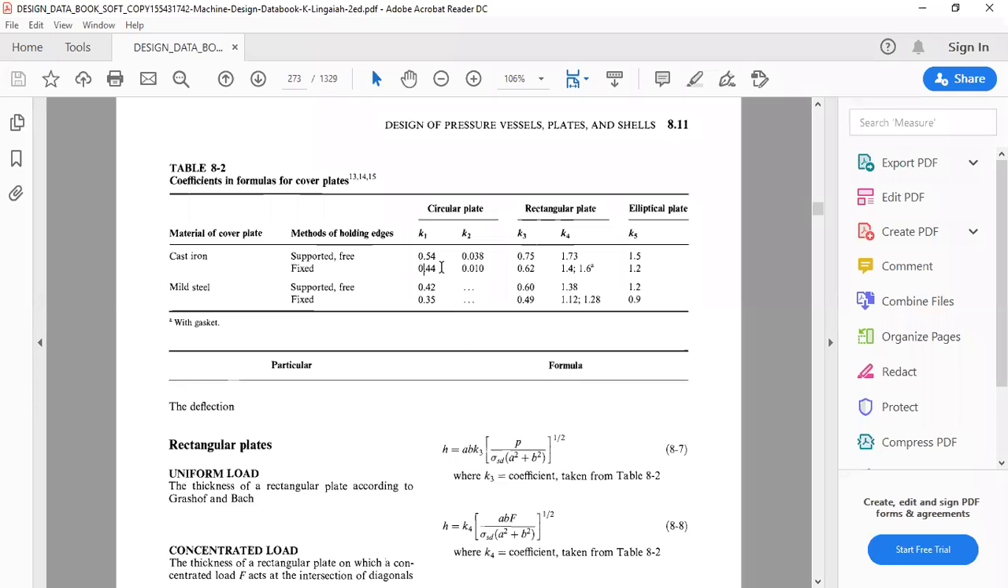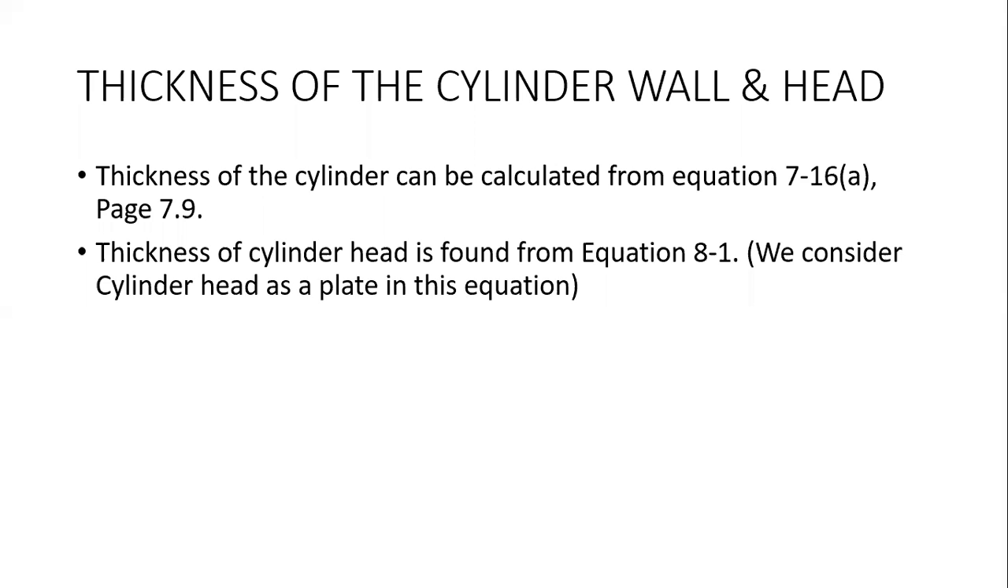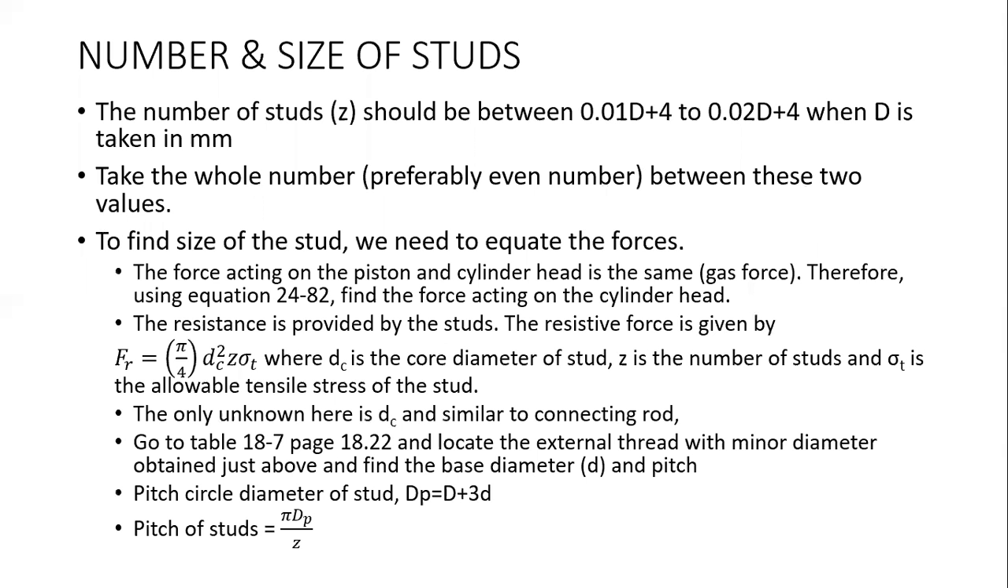So based on that, we substitute that and find out the thickness of the cylinder head. So that is the second stage. First we have found the bore and stroke, then we have found the cylinder wall and the cylinder head thickness. Now we have to go to the studs. The studs are always kept out on the surface because we cannot make it as a single unit. So the cylinder has to be mounted onto the cylinder wall by using a set of studs.